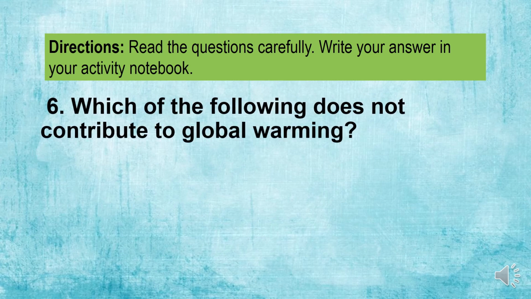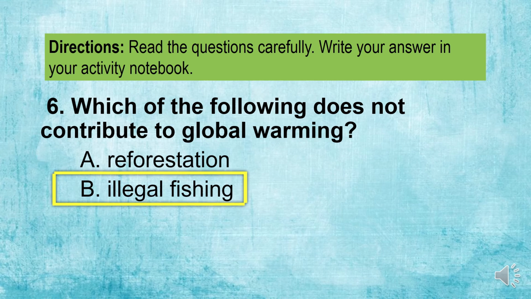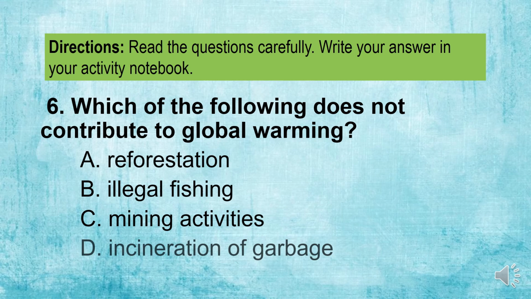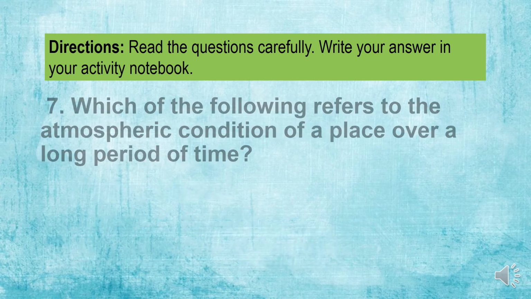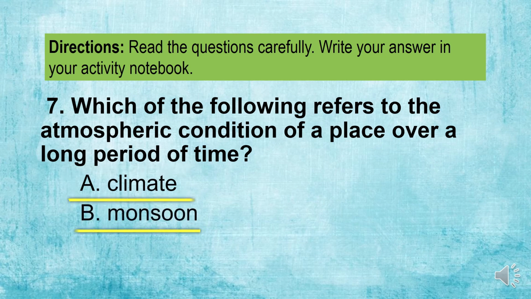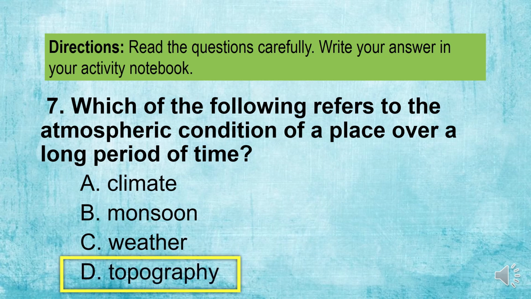6. Which of the following does not contribute to global warming? A. Reforestation. B. Illegal fishing. C. Mining activities. D. Incineration of garbage. 7. Which of the following refers to the atmospheric condition of a place over a long period of time? A. Climate. B. Monsoon. C. Weather. D. Topography.